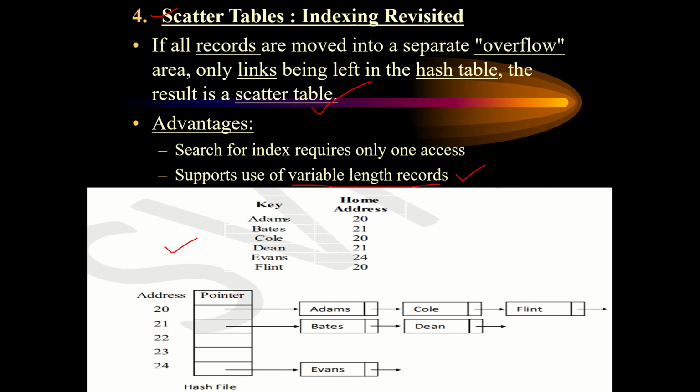In my hash table I only have pointers, pointing to the linked list which has Adams, and Adams' pointer points to the next synonym with address 20, that is Colley. Again, it points to the next record, which has the same address 20. That is why Adams, Colley and Flint form a linked list. Similarly, for 21, I have Bates and Dean; these both records have the same home address. So this is about the scatter table.